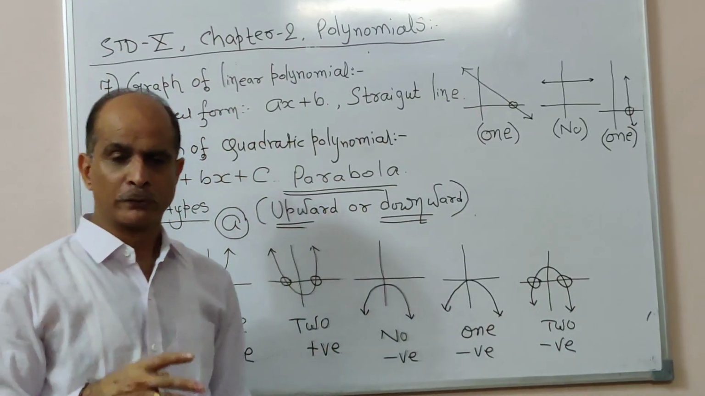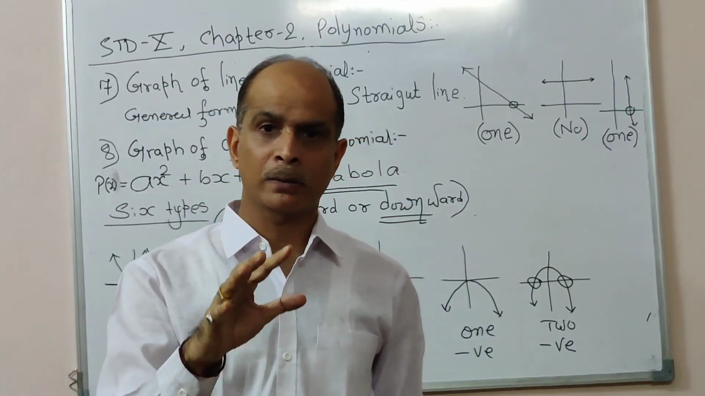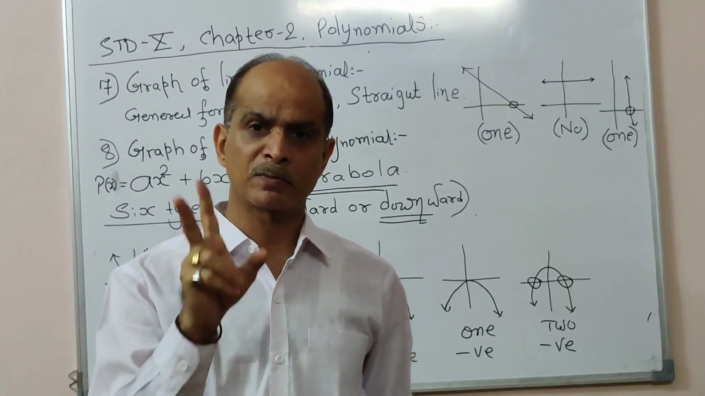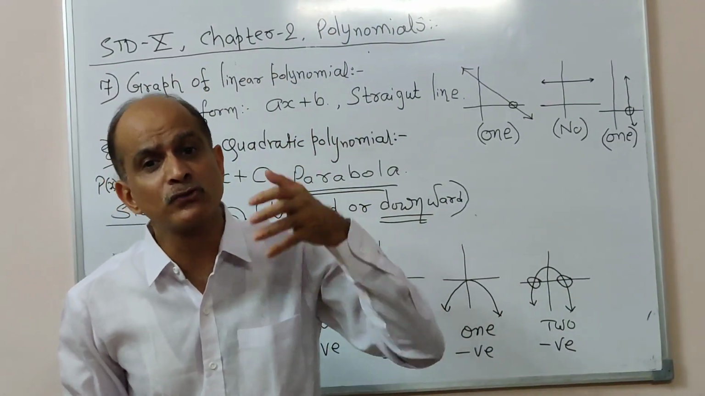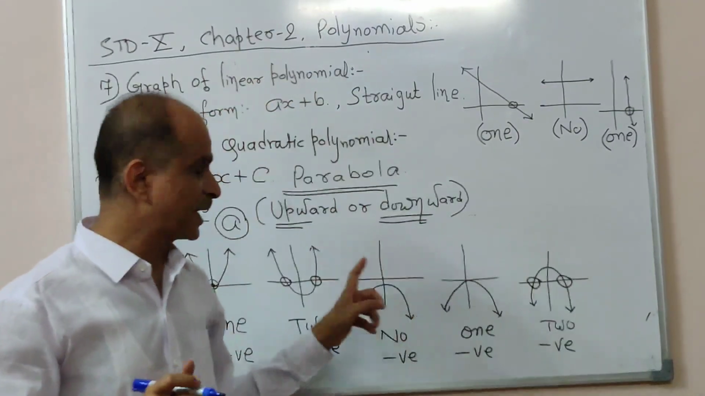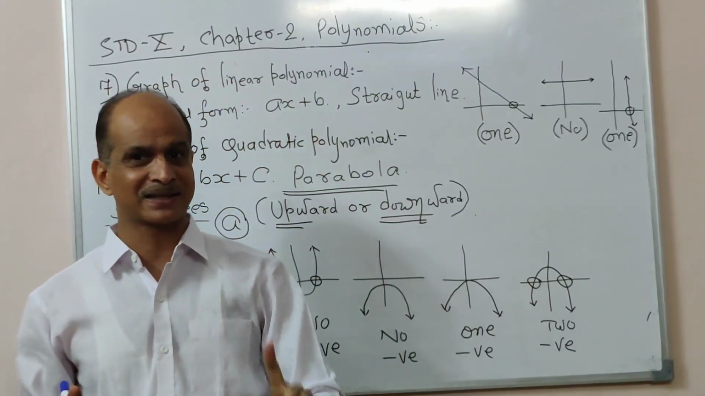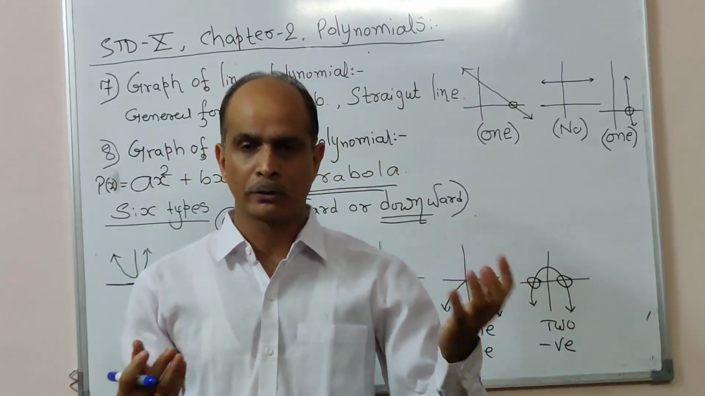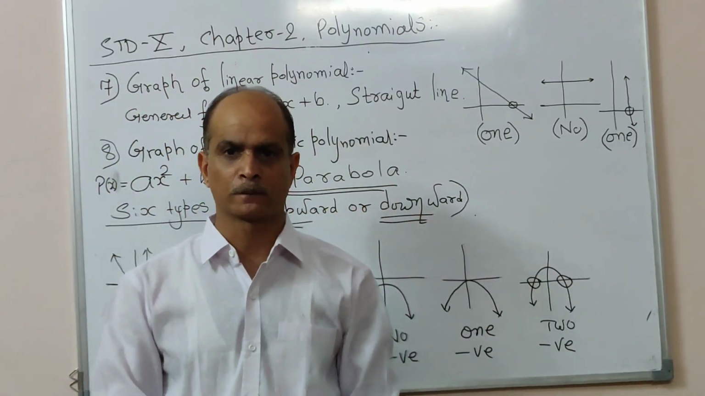And you can conclude one thing, that is, a quadratic polynomial has a maximum of 2 zeros, meaning either it has 2 zeros, 1 zero, or no zero. If it intersects the x-axis at 2 points, it has 2 zeros. If it intersects the x-axis at 1 point, it has 1 zero. If it does not intersect the x-axis at any point, then it has no zero.